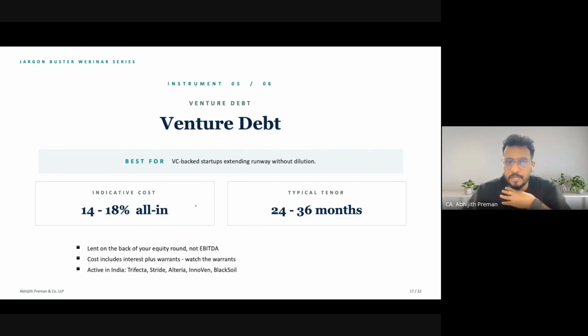Cost includes interest plus warrants. What's a warrant? There will be a lot of conditions also coming along with this venture debt, so watch out for that. Active in India: Trifecta, Stride, Alteria, Innoven, Black Soil. These are active venture debt companies in India.